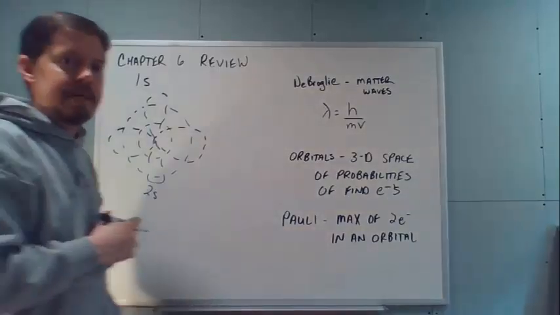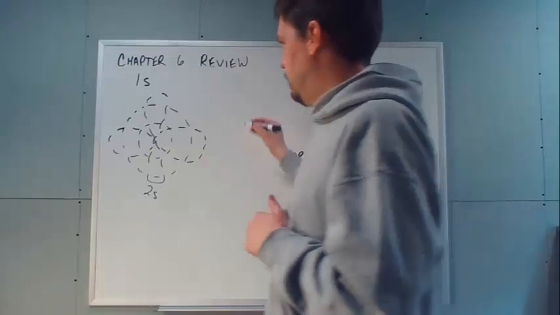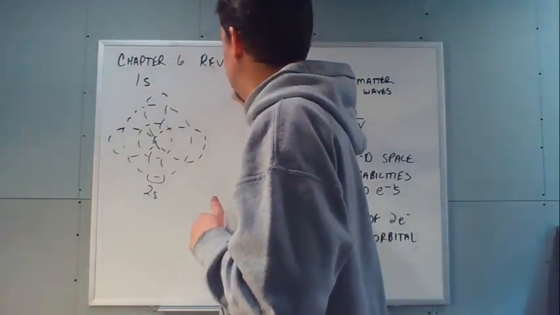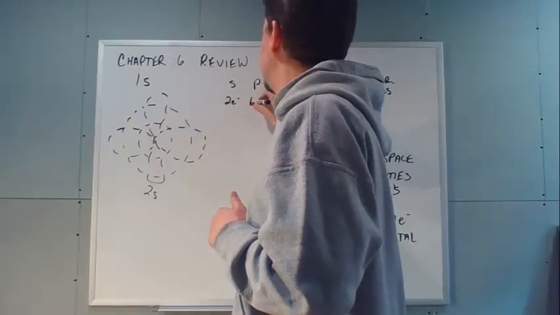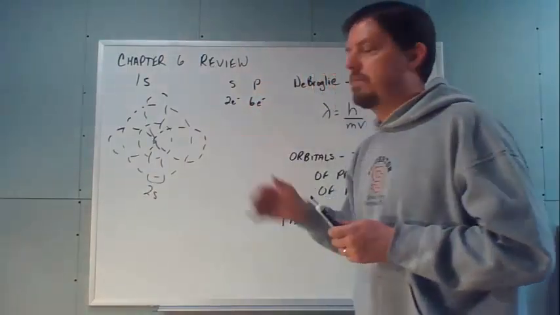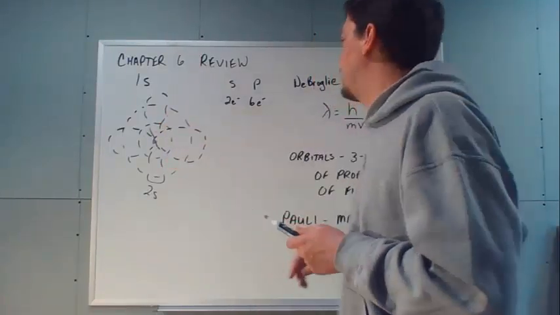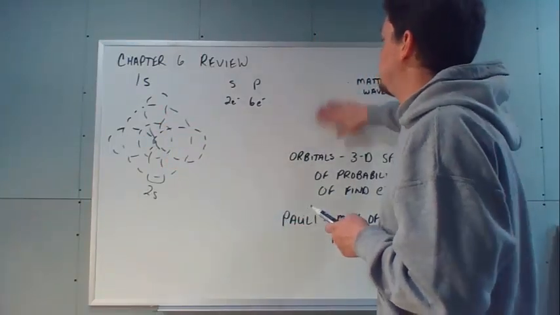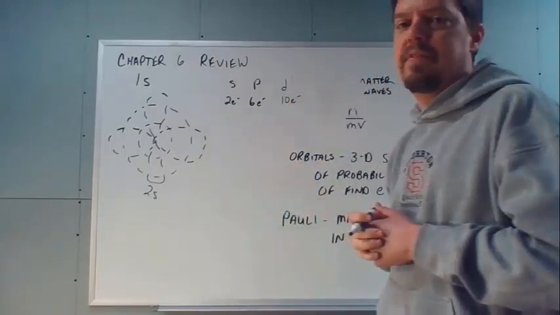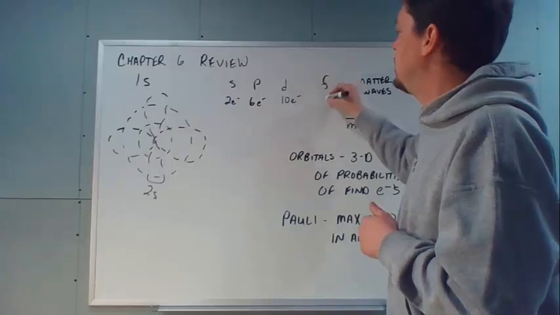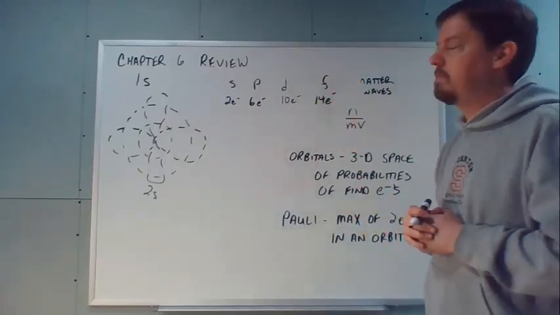And we know that the p shape has 3 different orientations. So in the s, we can hold 2 electrons. In the p, we can hold 6 electrons because there's 3 different shapes to the p: the x direction, the y direction, and the z direction. We know that when we get to the d, there's 10 electrons because there's 5 different shapes. And when we get to the f, there's 14 electrons because there's 7 different shapes.